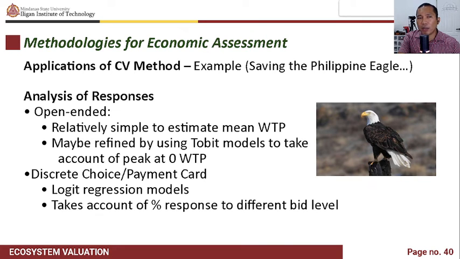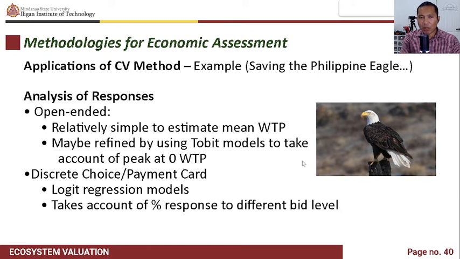And in analyzing the response, it could be open-ended or discrete, or with the use of the payment card. The relatively simple way to estimate is actually the open-ended, and this can be refined using the Tobit models to take account of the peak at zero willingness to pay. So you can actually make a regression analysis using the different statistical softwares that you have.